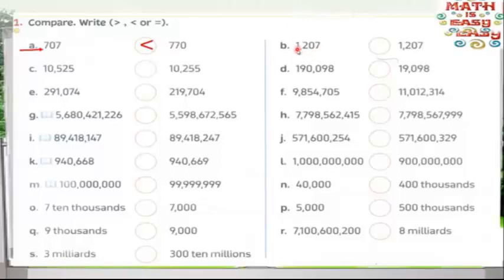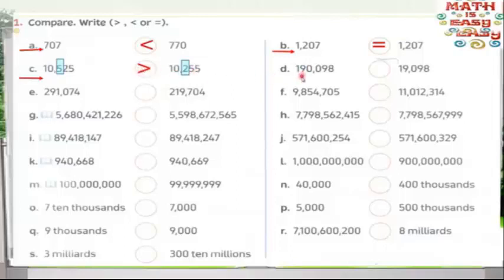Next one, we have 1,207 and here we have 1,207. They are equal. Next one, we have 10 in the thousands place, and here we have 10 too. 5, 2, 5, 2, 5, 5. In the hundreds place, we have 5, but in the hundreds place here we have 2. 5 is more than 2, so the first number is greater than the second number. Write greater than or more than.